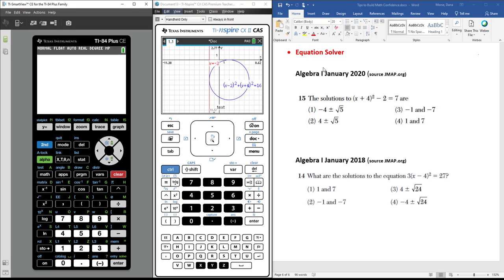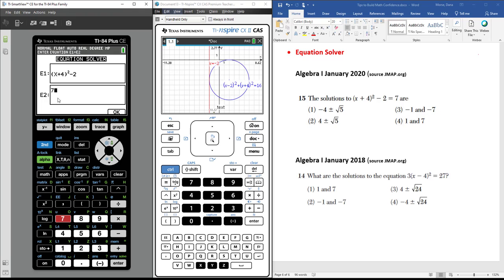Okay, so the equation solver feature on the 84. You press the math button once. You press the up arrow once, and there's a numeric solver. I'll demonstrate it on the CE if I have time, the regular 84. The CE breaks it down to left-hand side, right-hand side. Expression 1, expression 2. So you can't get much easier than this. I'm going to type in x plus 4 quantity squared minus 2. That's what's on the left-hand side of the equal sign. In expression 2, I'll put in 7.